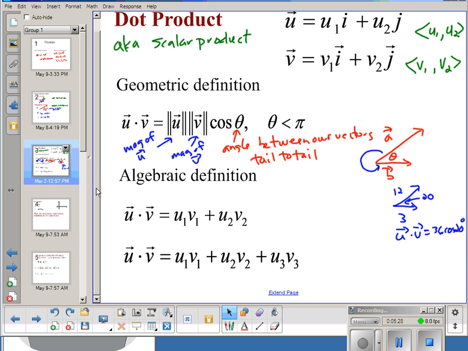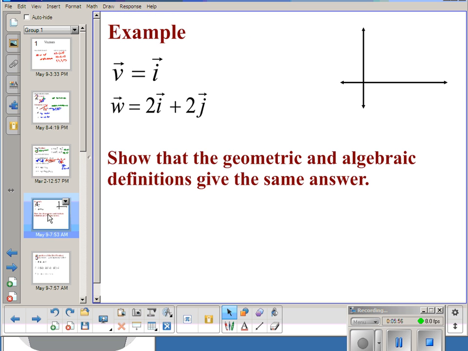The more useful definition, especially because we really like using components, is the algebraic definition to find the dot product. You basically multiply your i component times your i component for each vector, and your j component times your j component. Or if you're in 3 dimensions, the i coefficient times the i coefficient, the j coefficient times the j coefficient, and the k coefficient times the k coefficient, and we get a number.